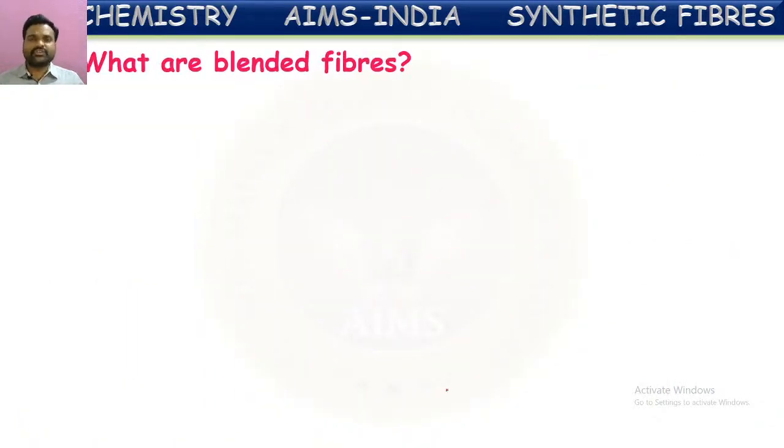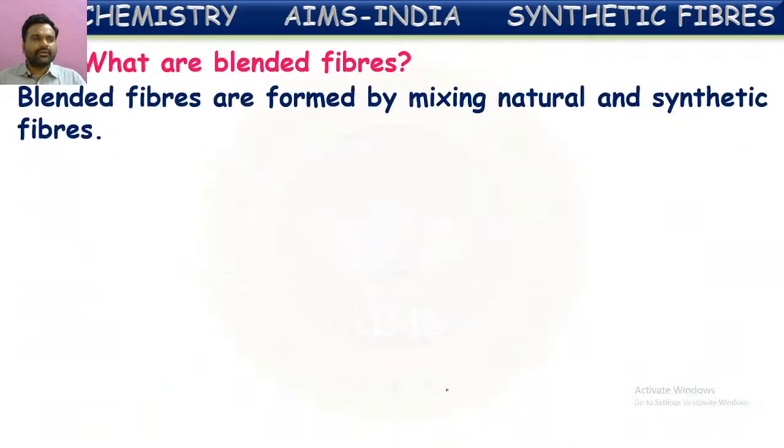Sometimes certain fibers are called blended fibers. What are these blended fibers? Blended fibers are formed by mixing natural and synthetic fibers. So when two or more fibers, natural or synthetic, are mixed, the resultant fiber is called blended fiber.